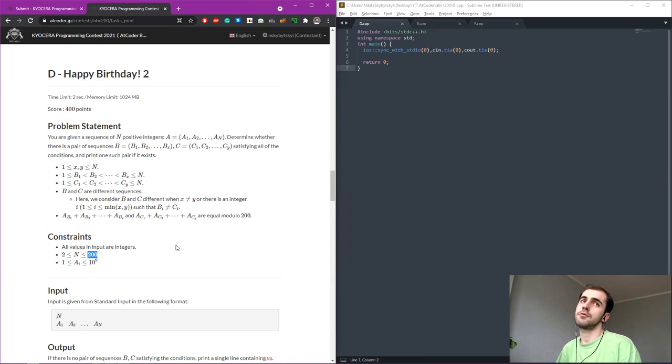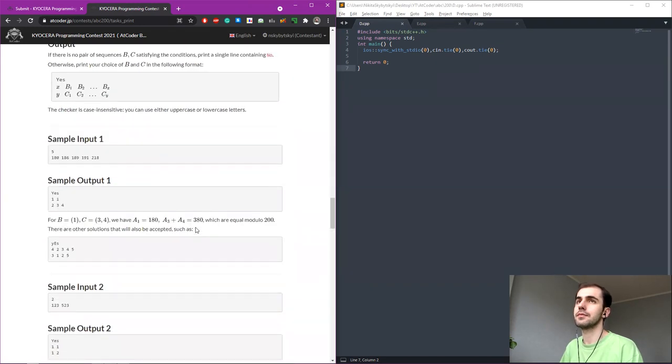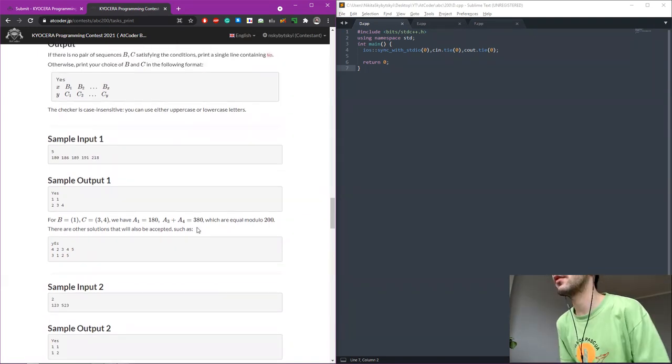Okay, so the first thing I can tell you is that if N is at least 8, then there are always such subsequences. Do we want to print them, or one such pair? Okay, unfortunately. Oh, but that means we can cut whatever.